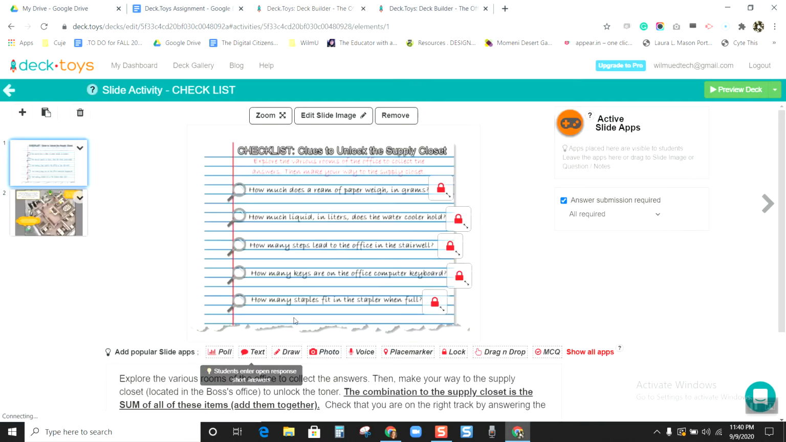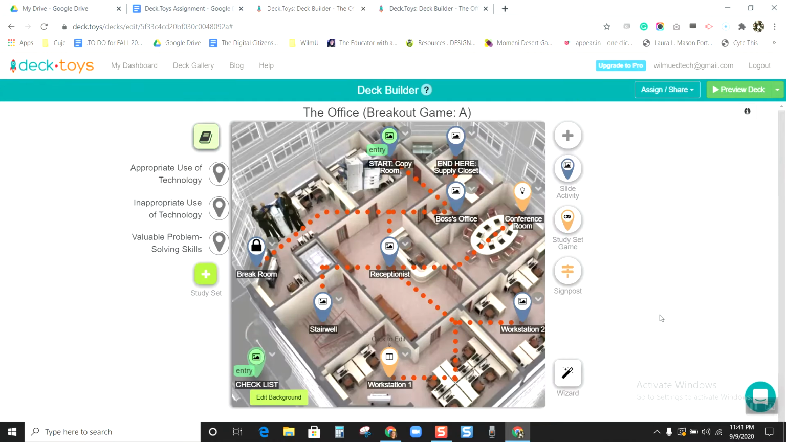The checklist also served as a source of motivation because you know that there were 5 pieces of information that you needed in order to get into that supply closet. And by knowing that you needed to collect 5 things, you know that you had to explore around the office in the different areas.